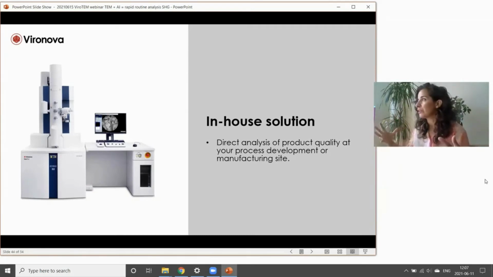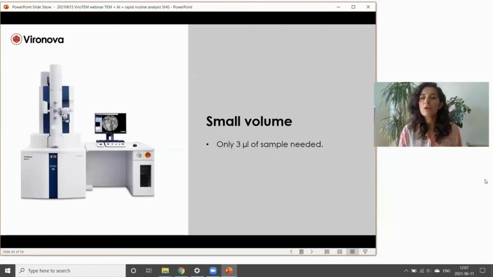And now as well with COVID, the importance of having things in-house has been highlighted quite a lot, and I think we really understand the value of this. One thing I haven't really talked to you about is scientists don't really want to use a lot of their sample for analysis. You know, it's a precious sample. You've worked hard to produce it, and every microliter counts. So the fact that you only need a really small sample volume to run this analysis is extremely valuable.